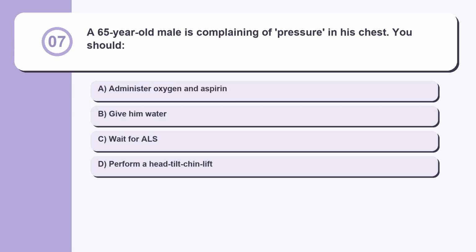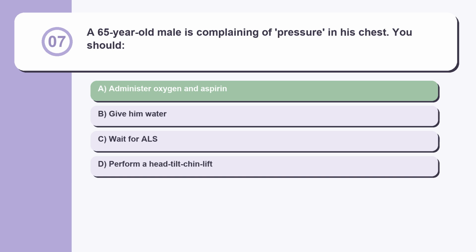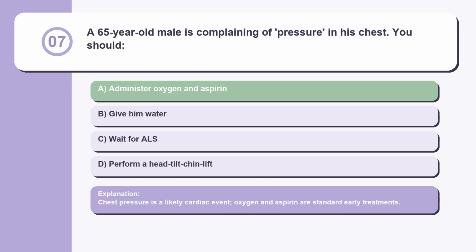Question 7. A 65-year-old male is complaining of pressure in his chest. You should administer oxygen and aspirin, give him water, wait for ALS, perform a head tilt chin lift. Chest pressure is a likely cardiac event. Oxygen and aspirin are standard early treatments.